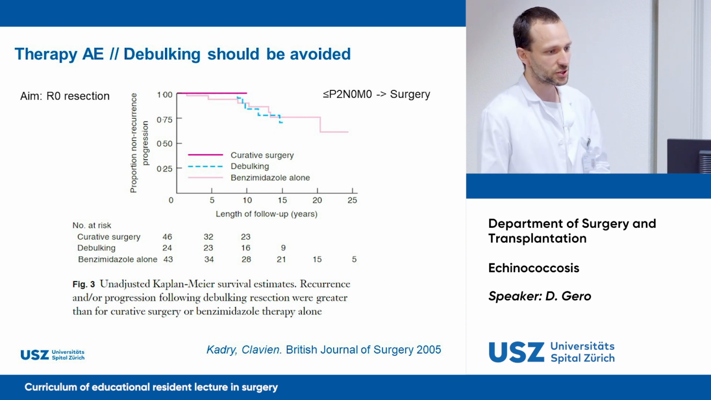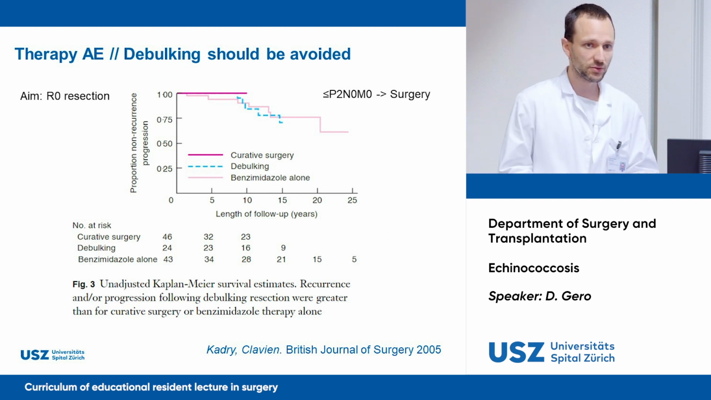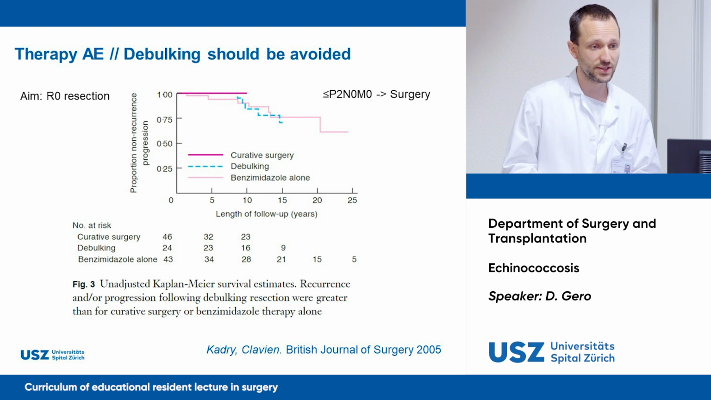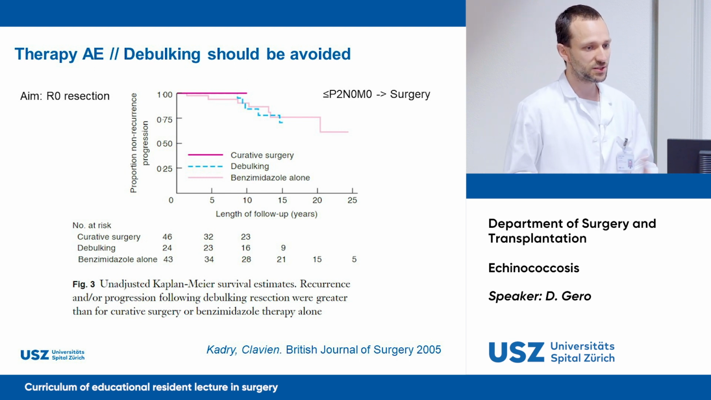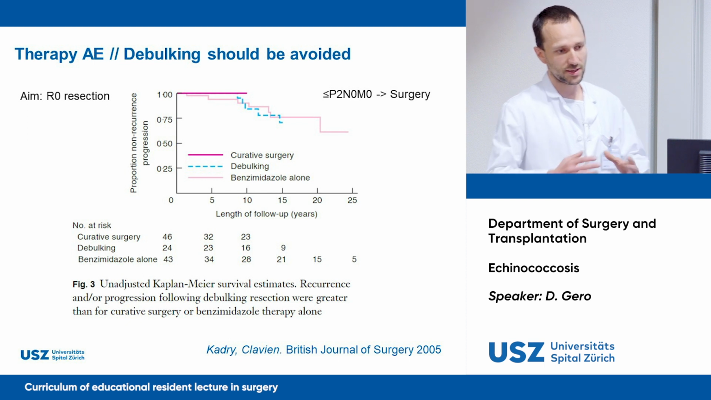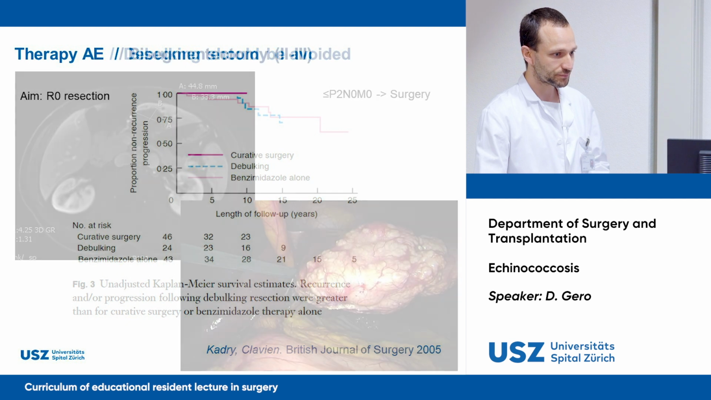However, it has also been shown that when we perform debulking for a very locally advanced disease, we don't achieve better disease-free survival than those patients who undergo medical treatment alone after 10 years. Therefore, the expert consensus of the World Health Organization suggested indicating surgery for stages P1 and P2, and lesions that have a higher stage should be discussed case by case.